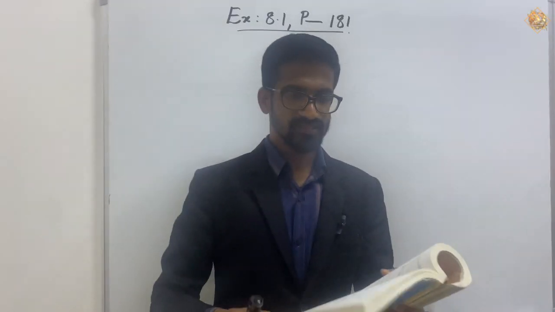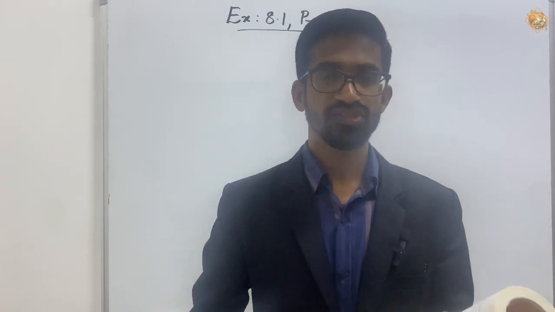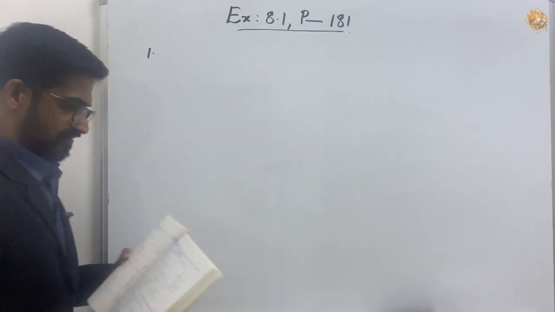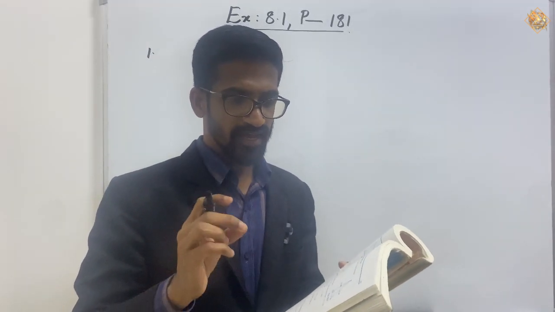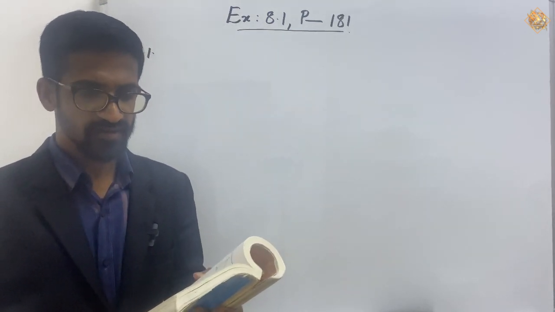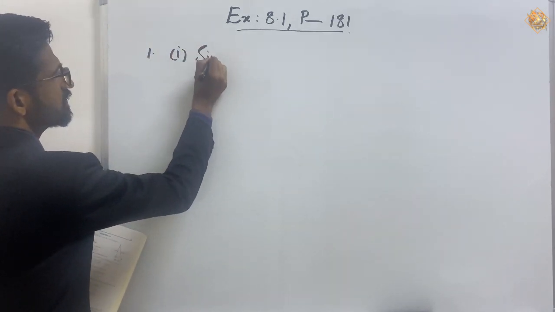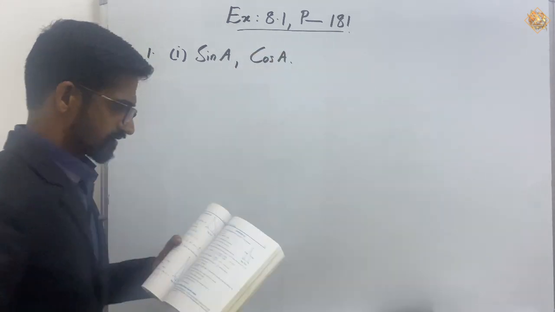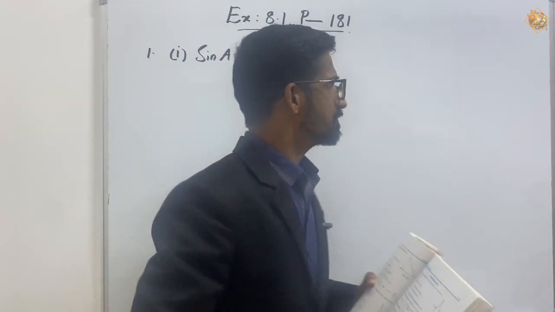Hi students, now please look at exercise 8.1 of page number 181, question number 1. In triangle ABC, right angle at B, AB equal to 24 centimeter, BC equal to 7 centimeter, determine sin A, cos A. In the question it is given a right angle triangle at B, isn't it?